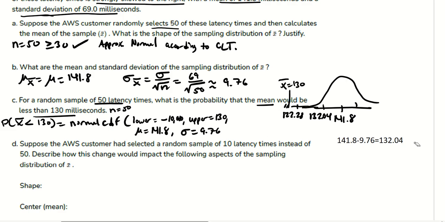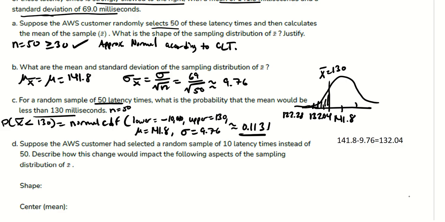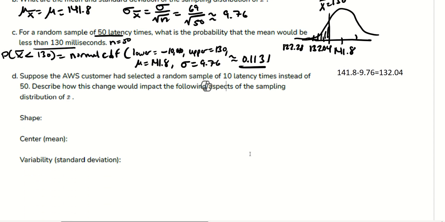So it's not as small as I thought it was going to be. I want to make sure that's clear. 130 is going to be like here. I thought it was going to be about 0.0 something or 0.08, but it looks like it's going to be higher than I thought. So we can go ahead and calculate that, and it turns out if you calculate that, you get 0.1131.